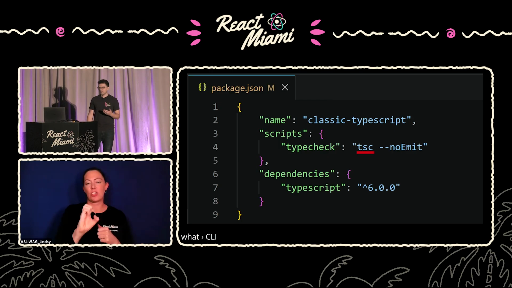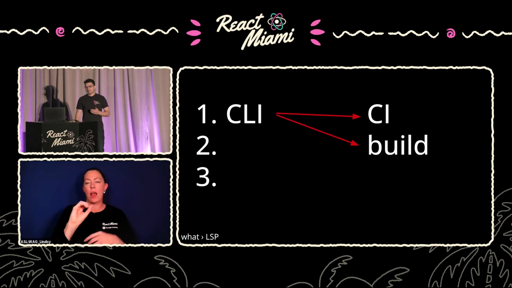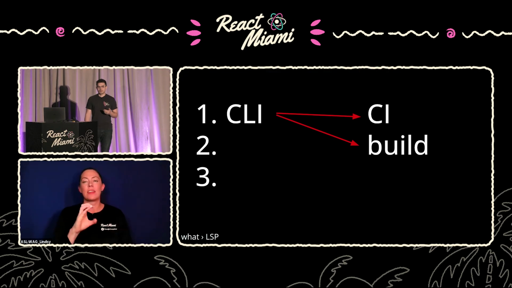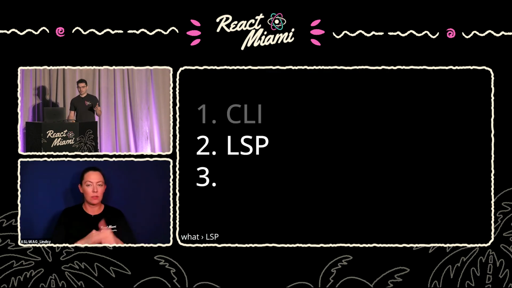The binary itself is called TSC, which is short for TypeScript compiler. And you get it by adding TypeScript to your dependencies. The CLI is what runs on your CI pipelines when you build. And number 2, we have the type checker language server protocol server.